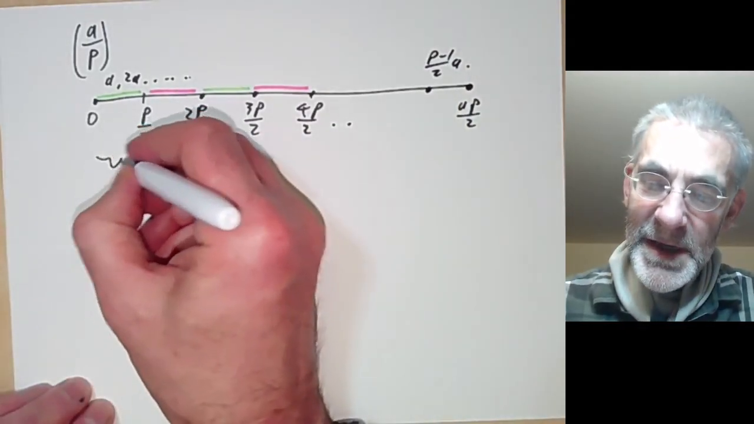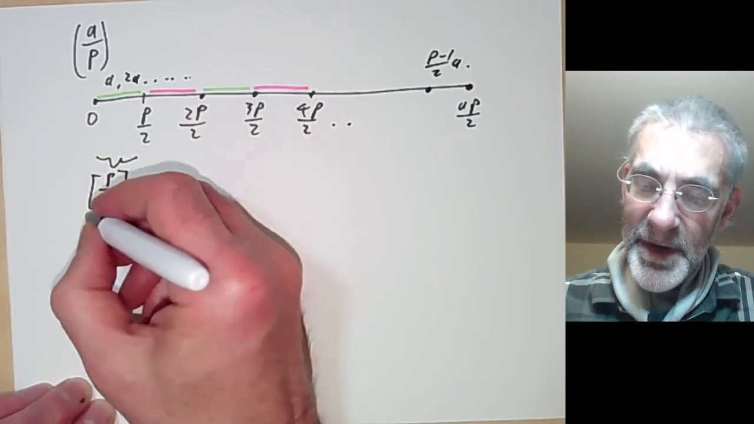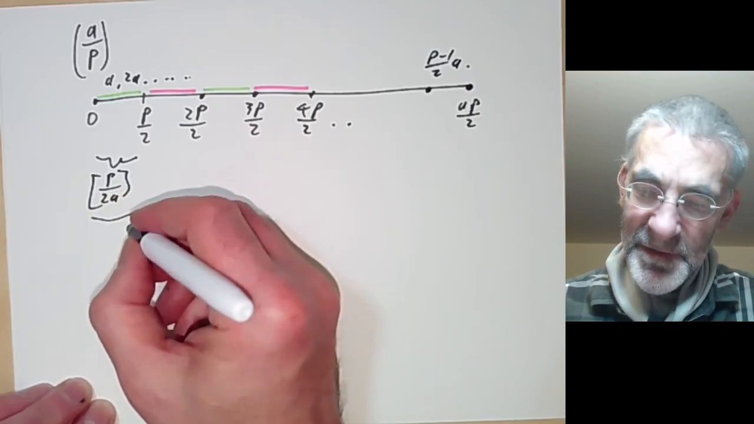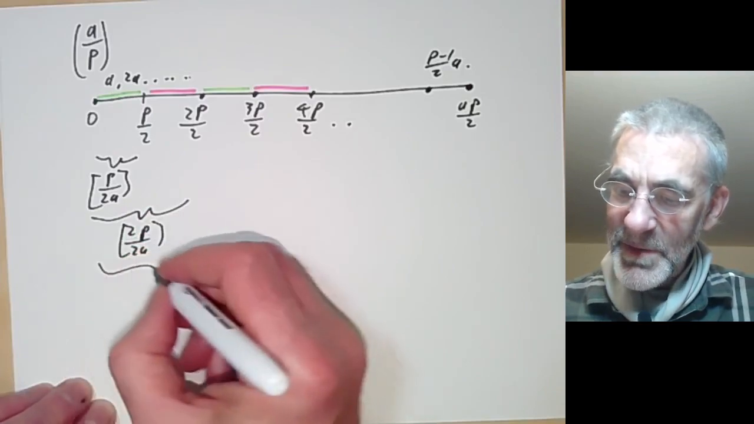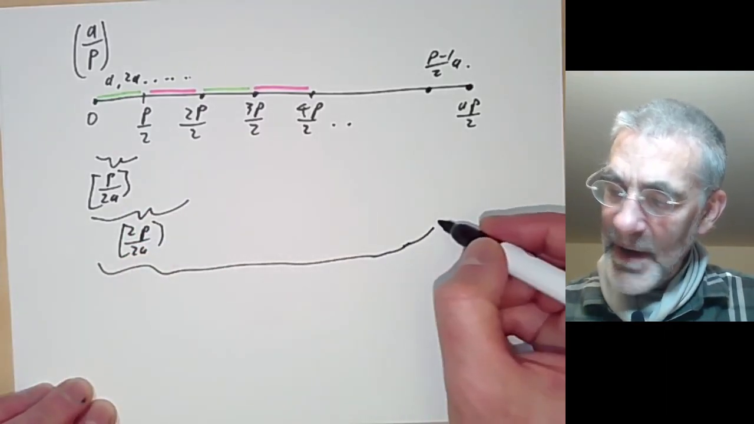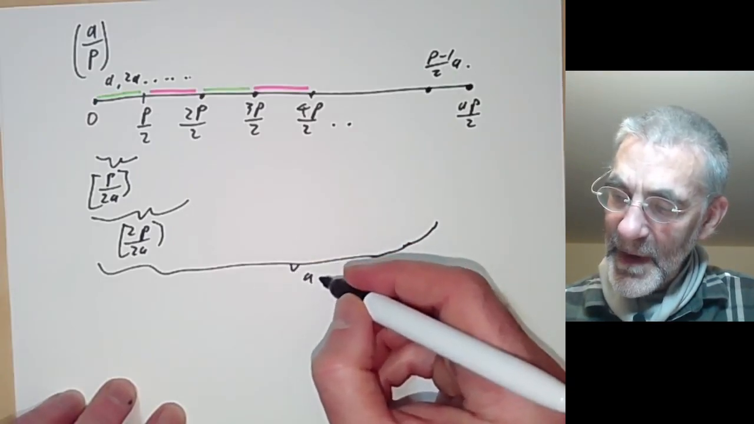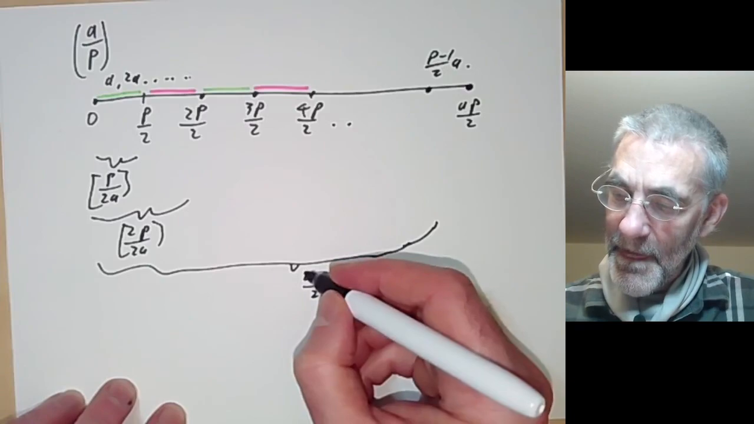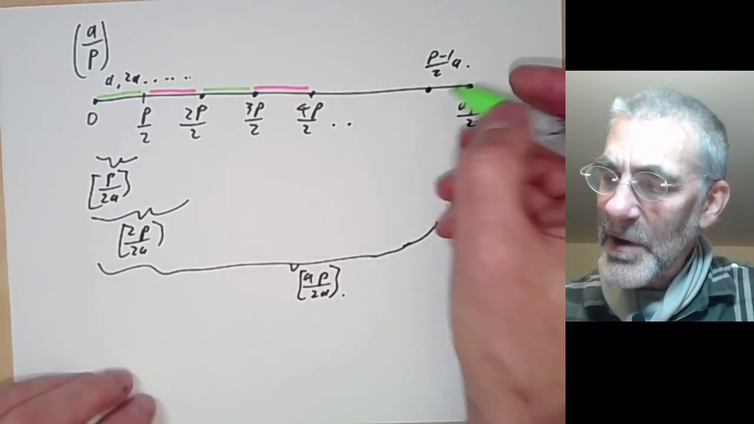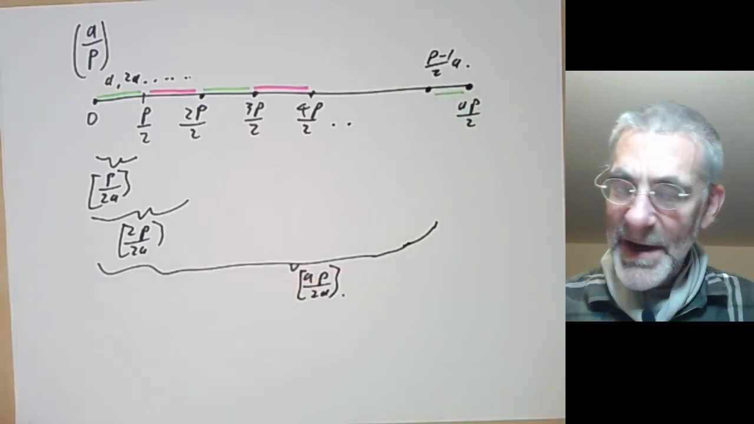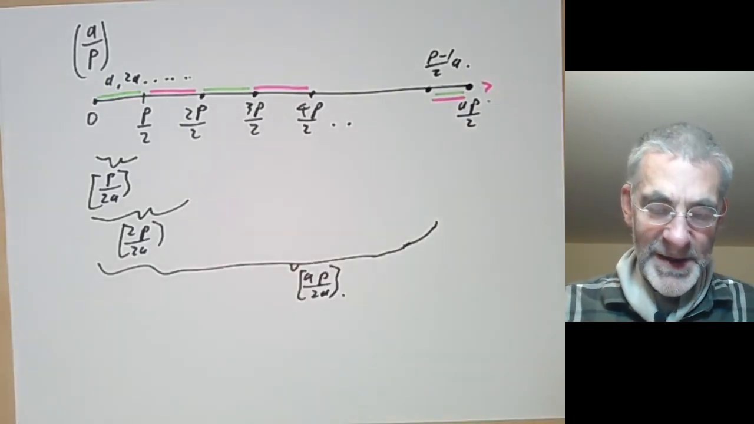The number in this interval is going to be the integer part of p over 2A. The number in this interval is going to be the integer part of 2p over 2A. And we go all the way up to the number in this interval here, which is going to be the integer part of ap over 2a. We've got to be a little bit careful because we're not quite sure whether it ends with something that's red or something that's green. And this depends a bit on whether a is even or odd.